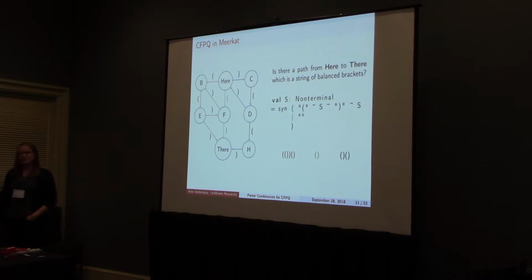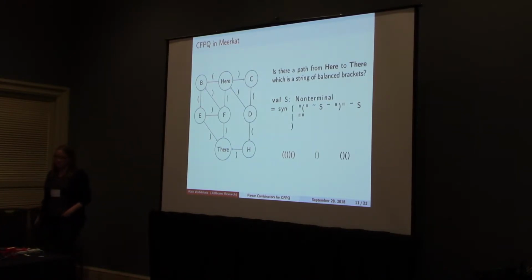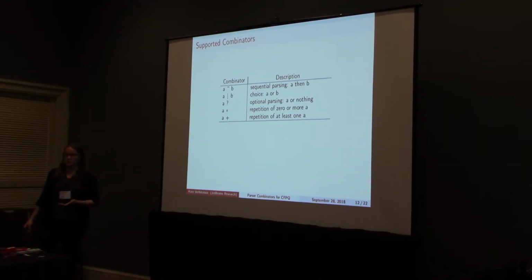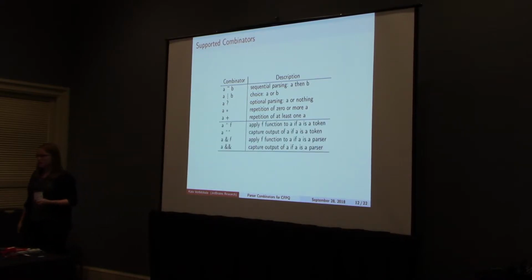Our goal is basically making sure that we can run a typical Meerkat specification against the graph and get the set of paths we want. Among the combinators the library supports, there are of course the basic ones, which are sequential parsing and choice. And there is also optional parsing and repetition, which we are all familiar with from regular languages. And there are also maps, where we apply functions to parsing results.